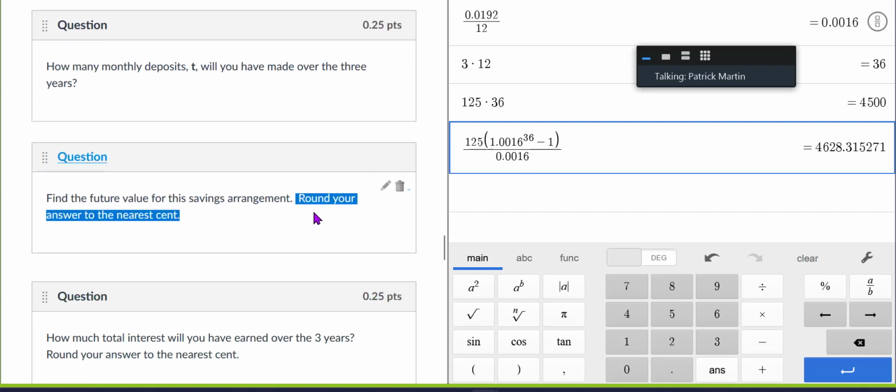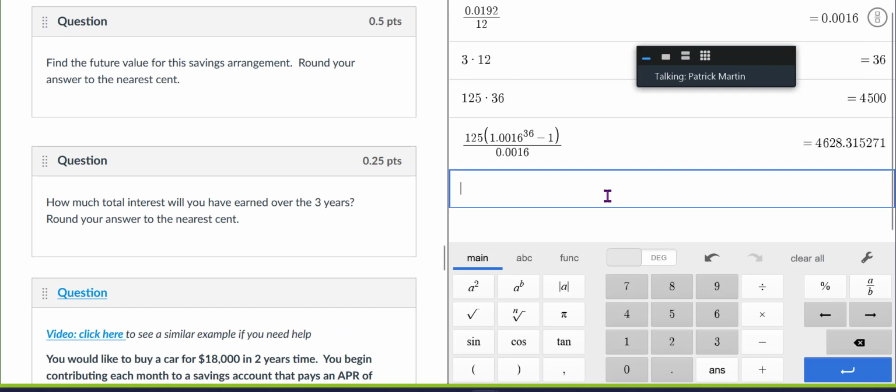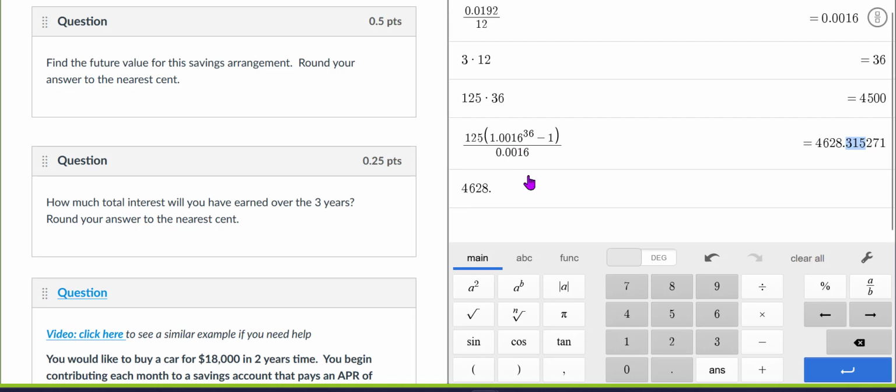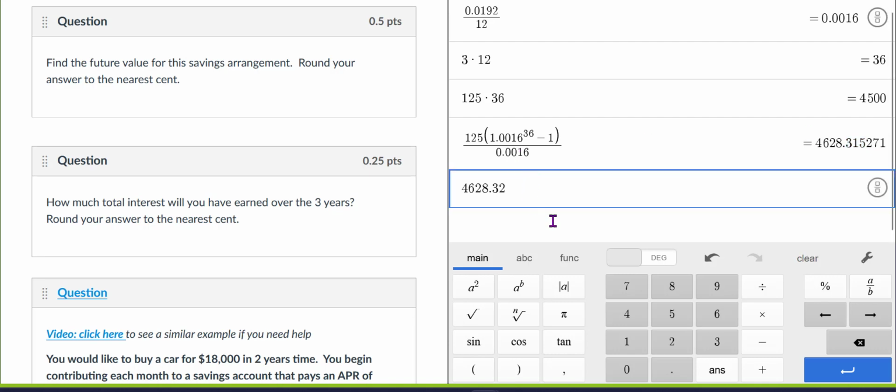Let's see what the rounding is being asked for. Round your answer to the nearest cent. So round that to the nearest cent. Press pause if you need time to do that. So you should get 4628 point, and it's 315. Look at that, 315. So to the nearest cent, you got to round up. So 0.32. Okay. So that is what is in the account after 3 years.